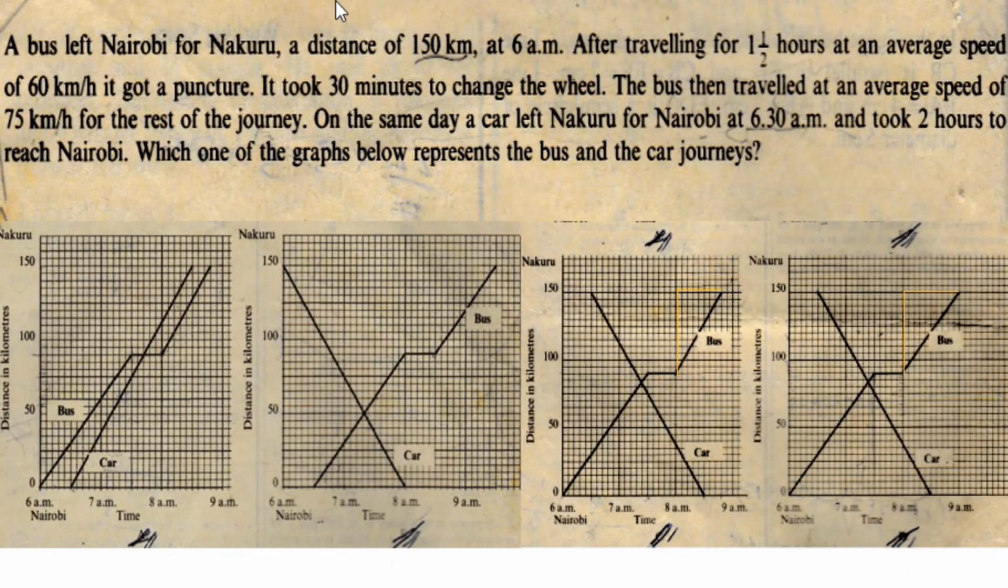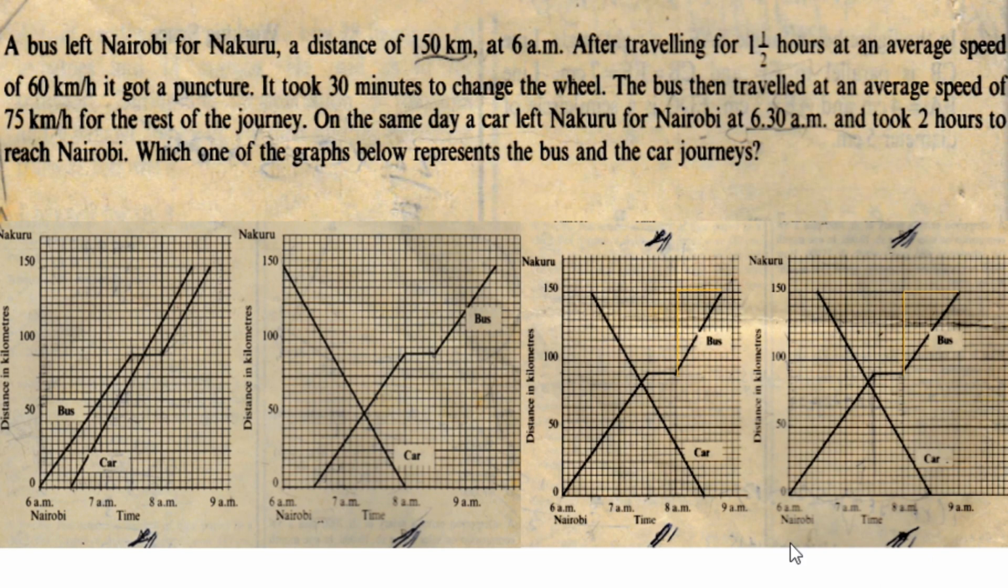So we are left with 2 graphs, and we want to determine which of the 2 represents the last part of the information correctly. We have already done everything, but we're in the last part where we are told the bus then traveled at an average speed of 75 kilometers per hour for the rest of the journey. This is after the rest. So if you look at after the rest, we want to know whether this is 75 kilometers per hour. I will show you how to do this.